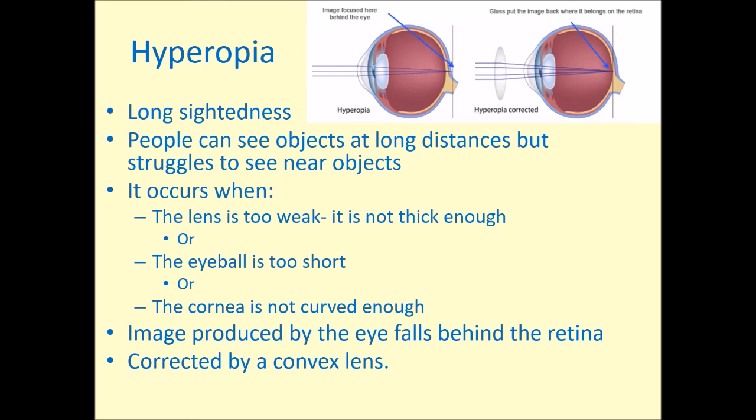If you've got hyperopia, you are long-sighted, which means you can see objects that are further away, but you struggle to see them nearby. Often this is a shorter eyeball, or the lens isn't thick enough so it doesn't refract the light enough, or the cornea is not curved enough, and so the image falls behind the retina. So you use a convex lens to refract the light further so that the light is then focused on the retina.